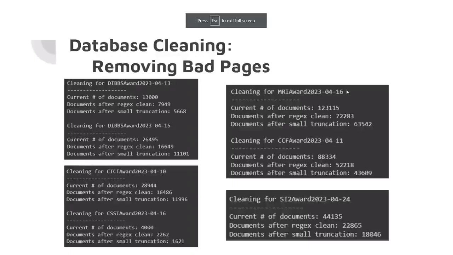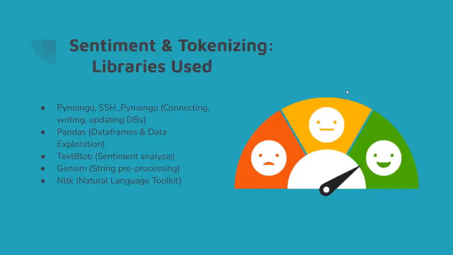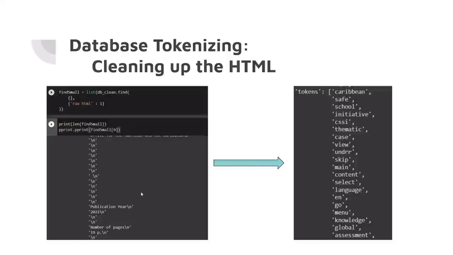So now that we've cleaned everything, let's focus on the actual sentiment analysis and tokenization of the data. So once again, we're going to be using PyMongo to connect to the database, but also we're going to need the help of pandas to perform the data analysis on and have a very uniform way to structure our data and perform different operations on it. Now for the actual tokenizing and sentiment analysis, we're going to use Gensim and NLTK for different string preprocessing and tokenization functions. So let's focus on the tokenization first.